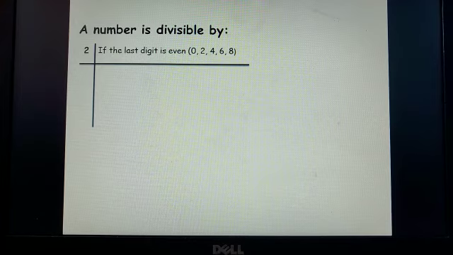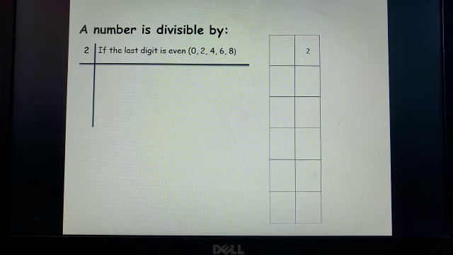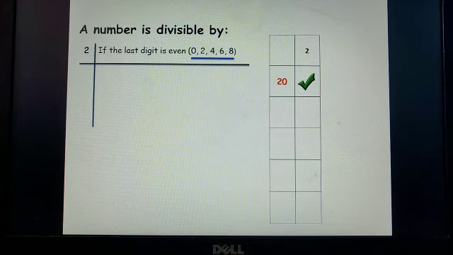In our previous lesson we looked at how to find out if a number was odd or even, or divisible by 2. We know that if the last digit ends in a 0, 2, 4, 6 or 8, it is a multiple of 2. So just to recap on that lesson, let's look at the number 20. Is 20 divisible by 2? We look at the last digit, we see that it's a 0. Is a 0 listed in our numbers? It is, so we know that 20 is a multiple of 2.